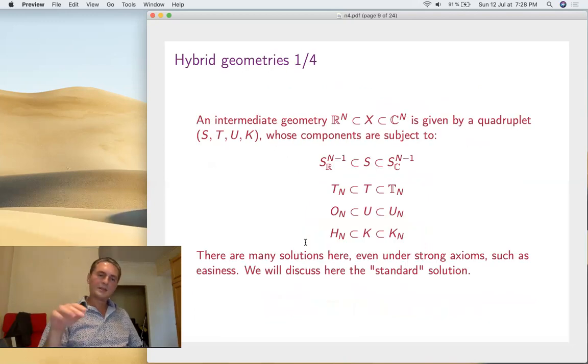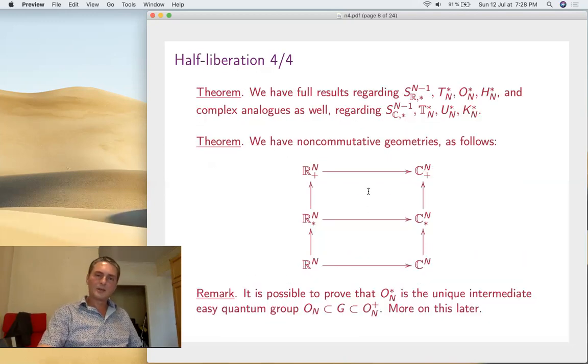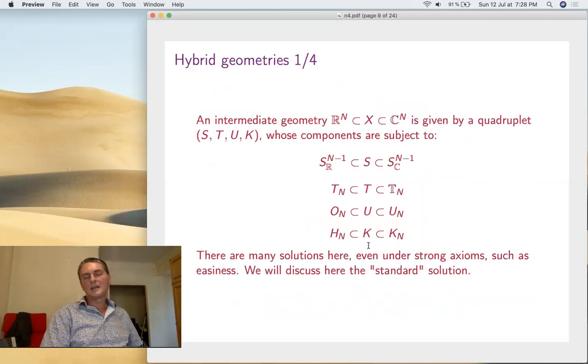Okay, now let's go in the other sense. We would like to complete now with hybrid things between real and complex. And so here the quadruplets, we are into classical geometry, right? Everything is known. We have to choose among these four problems which we'd like to solve. The problem is that there are many solutions for all this. So let's just discuss the standard solution. It's going to be a bit different from what we did with half classical.